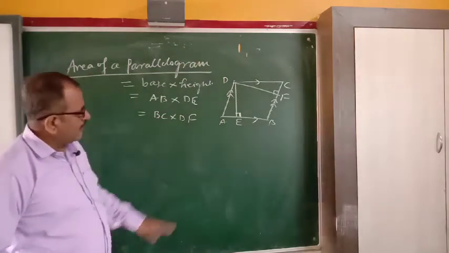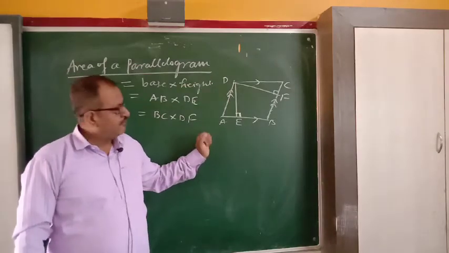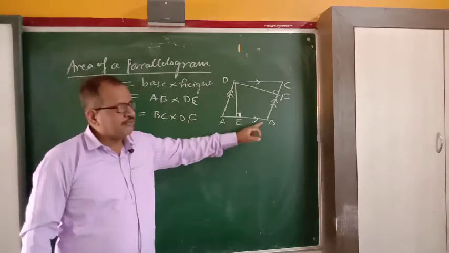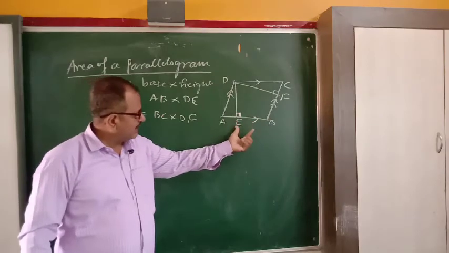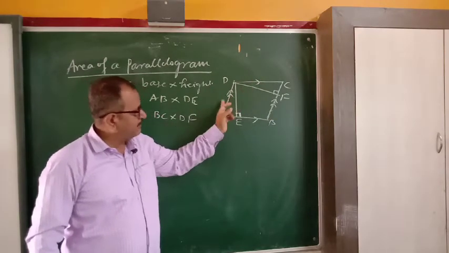Next, what is the perimeter of the parallelogram? We know that perimeter means the sum of all the sides. So we can write AB plus BC plus CD plus DA.